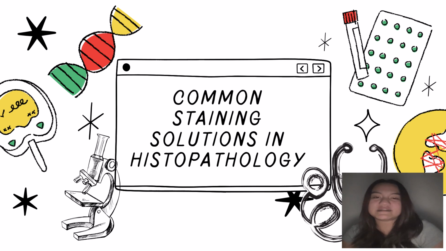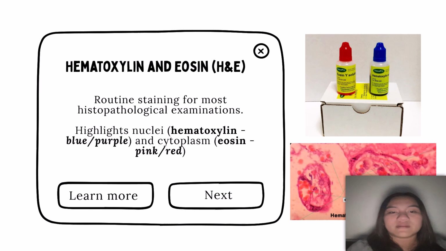Now we will be discussing common staining solutions in histopathology. First is the hematoxylin and eosin, which is the H&E stain. That is a routine staining for most histopathological examination.